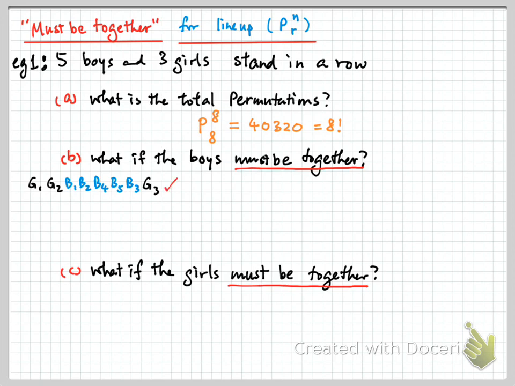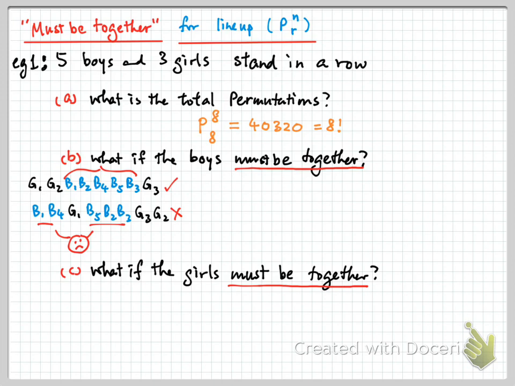But now permutations like that will not be okay. You have B1, B4, and then you have a G1 here, and then you have the B5, B2, B3. Then the boys will be separated into 2 groups, right? One of them will be B1 and B4. The other will be B5, B2, and B3. So this is not okay, all right? Because in this case, the boys are no longer together. We want all the boys together as a group. So this is the meaning of the boys must be together.